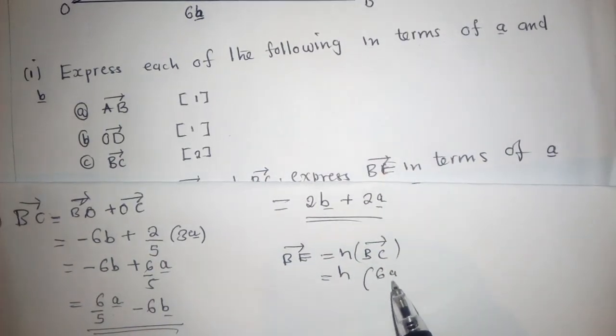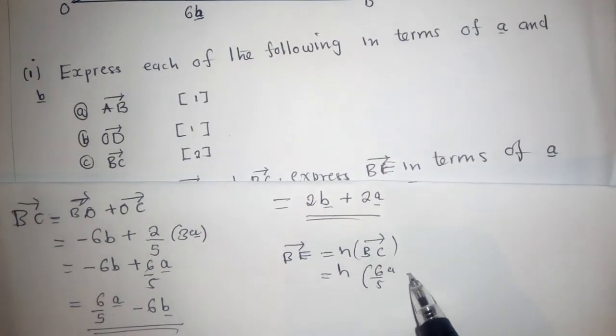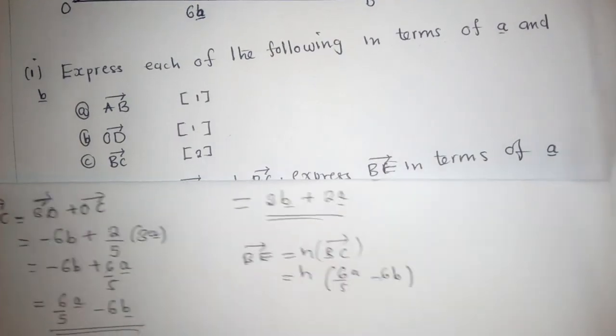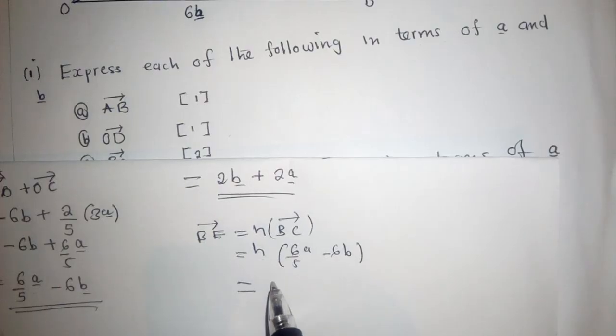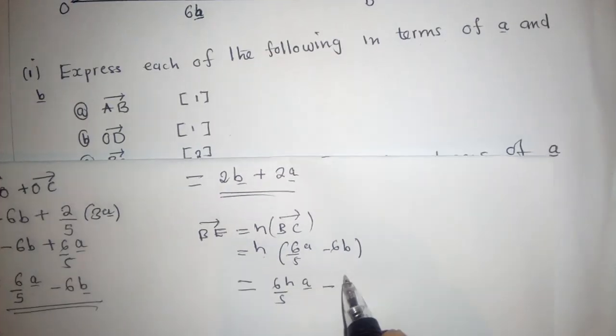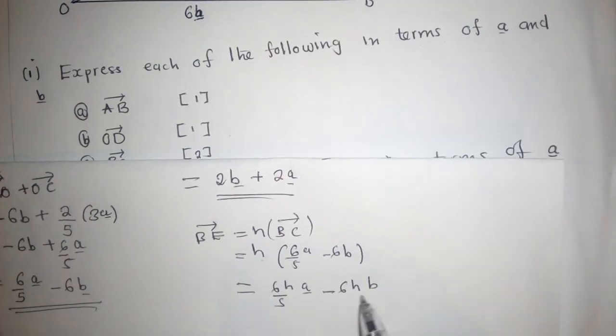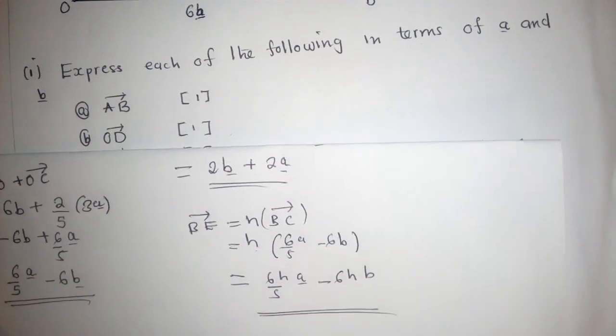So 6a over 5 minus 6b. And then now work out your mathematics, distribute the h, whereby you have 6ha over 5 minus 6hb. So this is our solution.